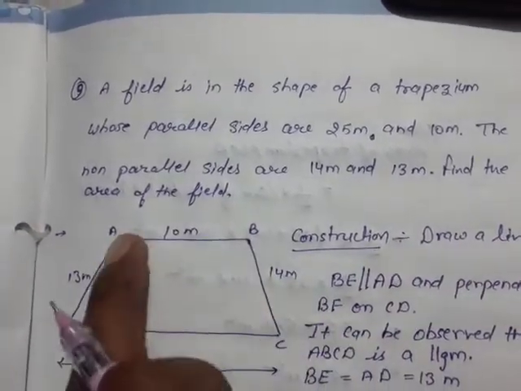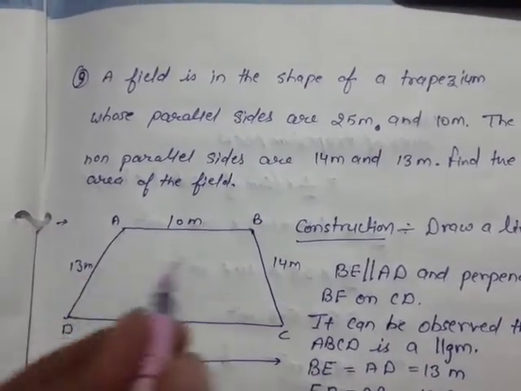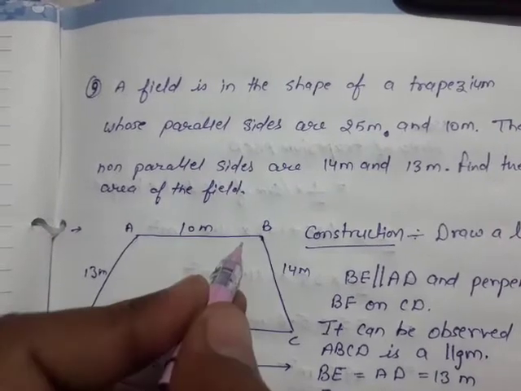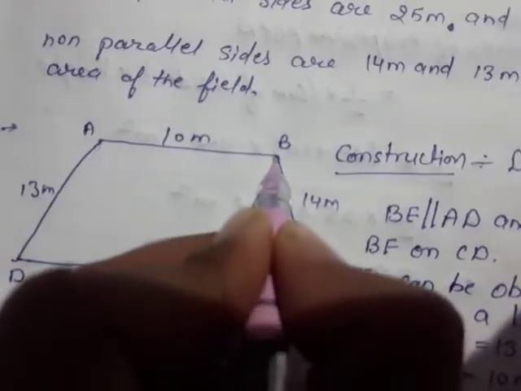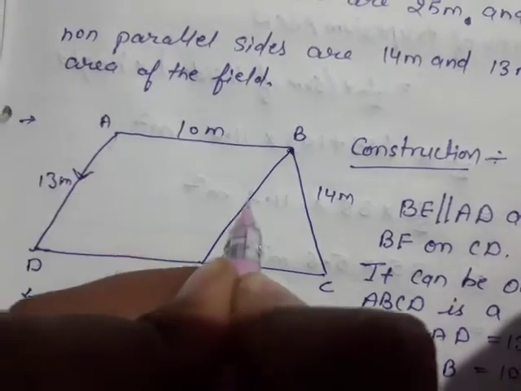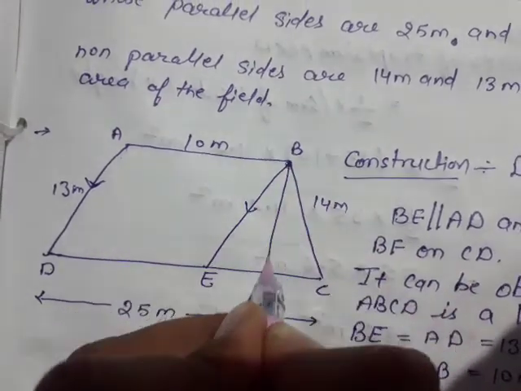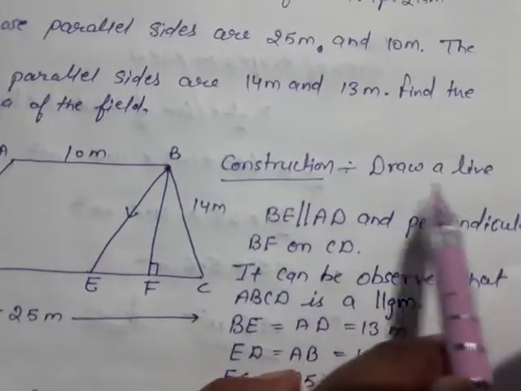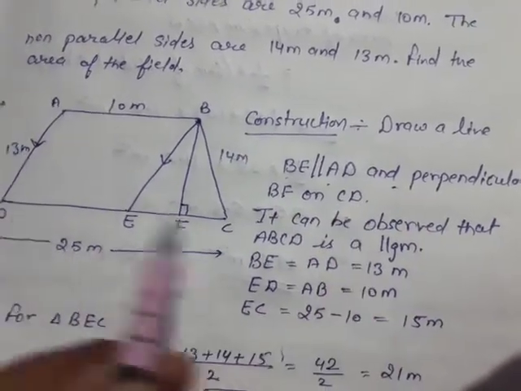Okay, it is given that ABCD is a trapezium with the parallel sides 10 and 25 meter and the non-parallel sides are 13 meter and 14 meter. Find the area of this trapezium. For that, we first draw a line parallel to AD, give the name BE, and we draw a perpendicular BF to DC. So we make the construction.